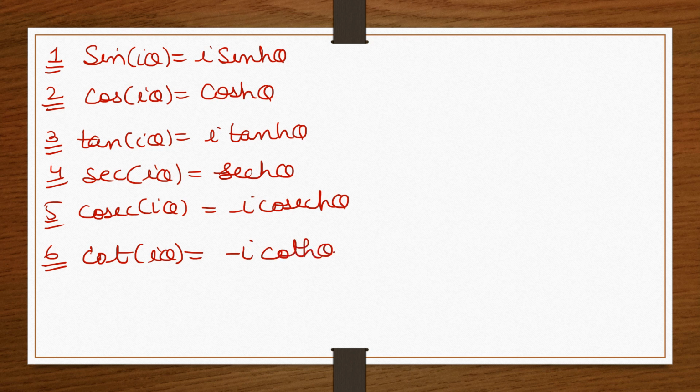So this is how we'll convert simple sine to hyperbolic. These formulas we'll use to convert simple circular functions to hyperbolic functions. The next thing is, sometimes we need to convert hyperbolic to circular function. Again we use the same thing.